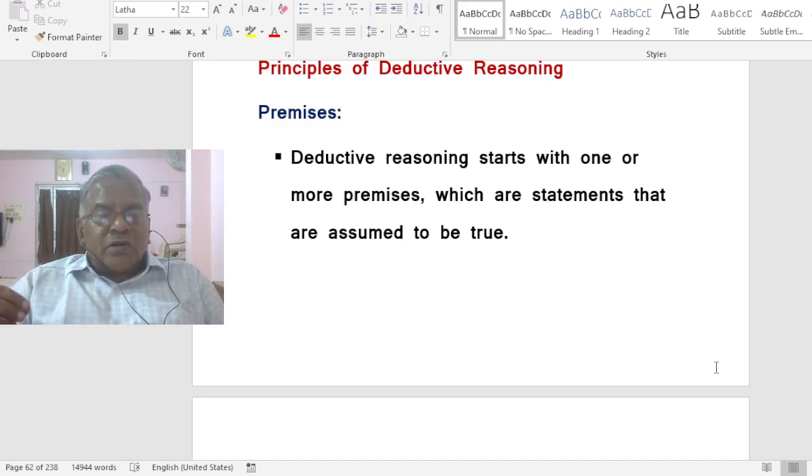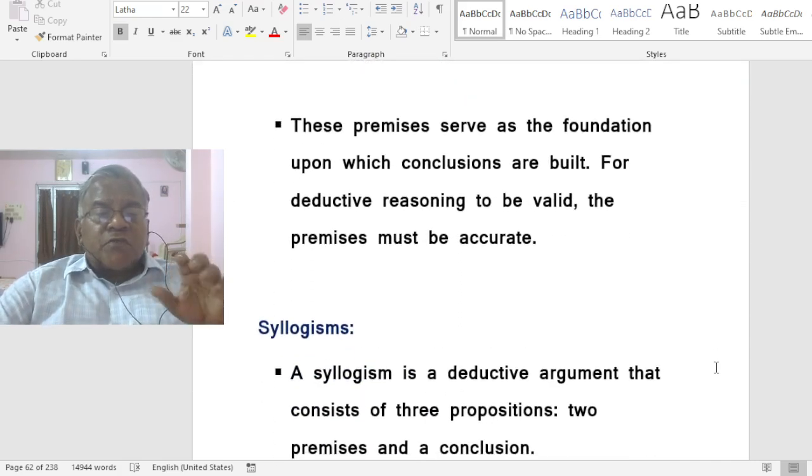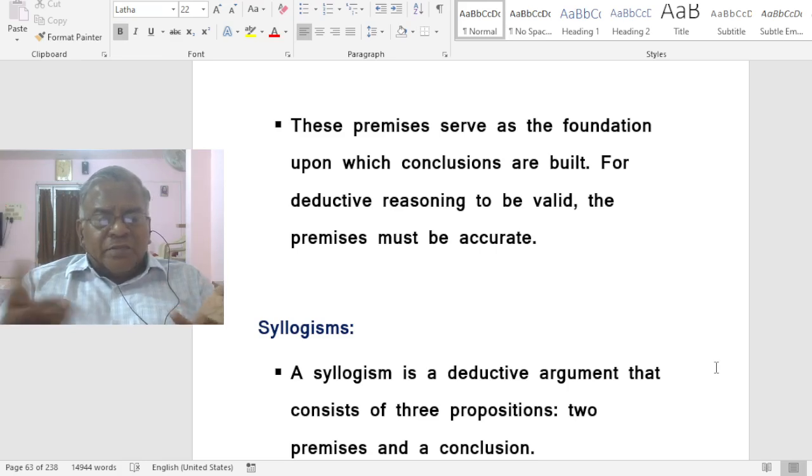I hope you understood. Deductive reasoning starts with one or more premises, which are statements that are assumed to be true. These premises serve as the foundation upon which conclusions are built. For deductive reasoning to be valid, the premises must be accurate. In the classic example that I have given, all men are mortal, Aristotle is a man. So here the premises are correct. If they are correct, the conclusion should be correct also.